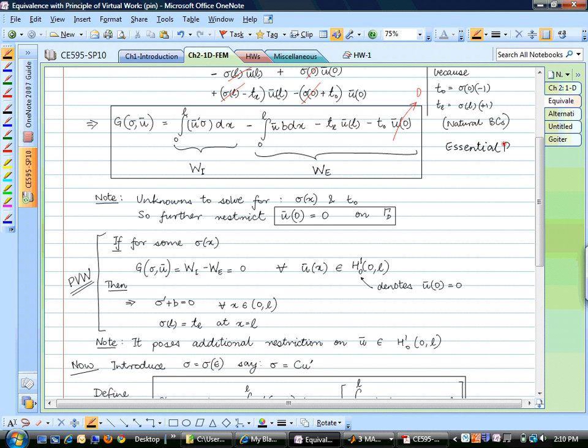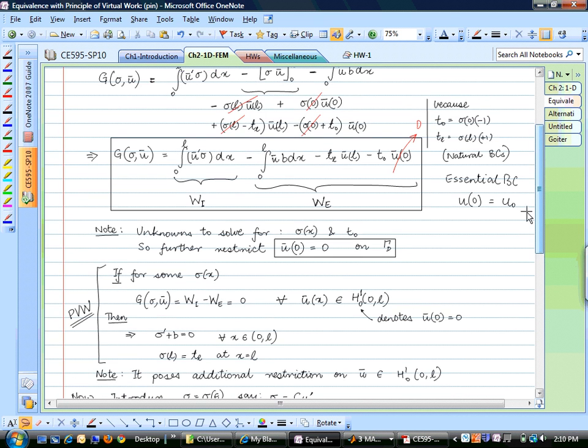The essential boundary condition was that u, the real displacement at 0, should be equal to some value. We are not saying that this value is 0. So the difference here is that the real displacement is equal to some value at the left end, but the virtual displacement has to be 0 at the left end. The reason that we said that it has to be 0 is because we wanted to eliminate this term. And we don't lose anything by eliminating this term.